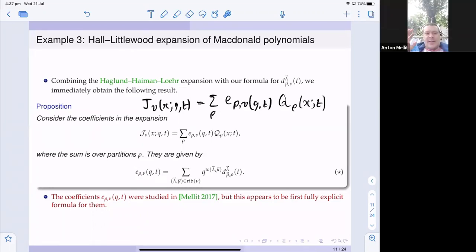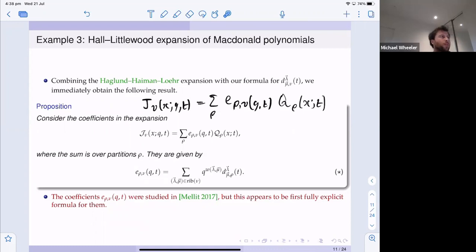Can I just correct? I didn't really study these coefficients. I mean, you can think of it as a byproduct of the paper that there's some information about these coefficients, but there's no real study of these coefficients. Okay. No. Thanks for the clarification.